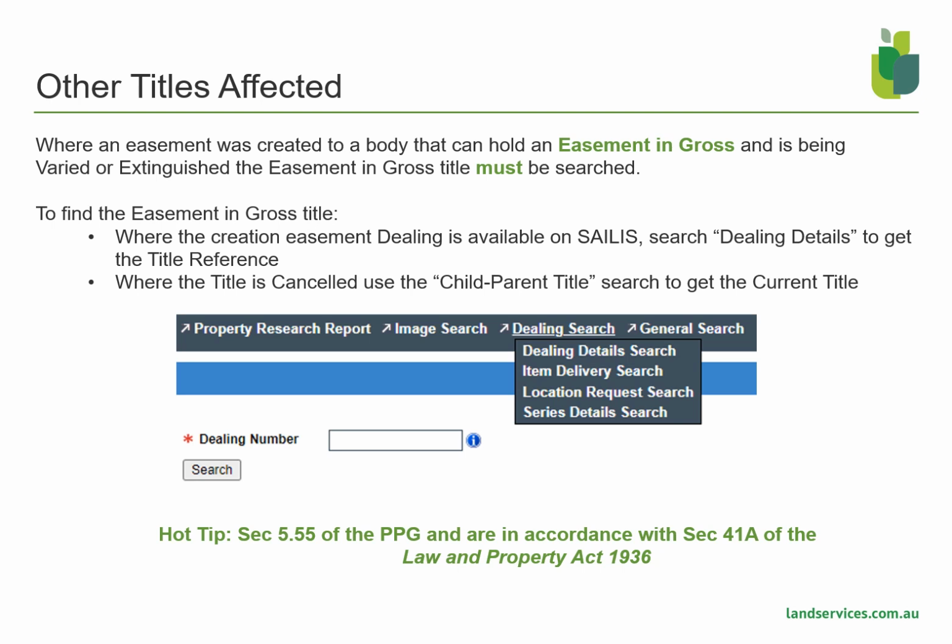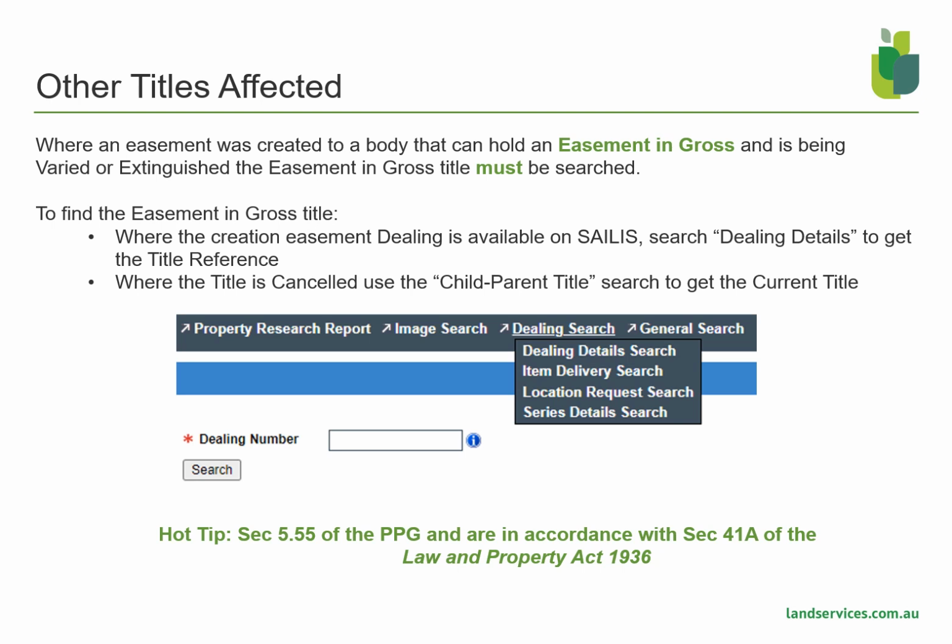Where an easement that was created to a body that can hold an easement in gross is being buried or extinguished, the easement in gross title must be searched and shown in the other titles affected panel. Where the creation dealing is available to view on SALIS, you can search for this dealing using the Dealing Details search to get the affected title reference.